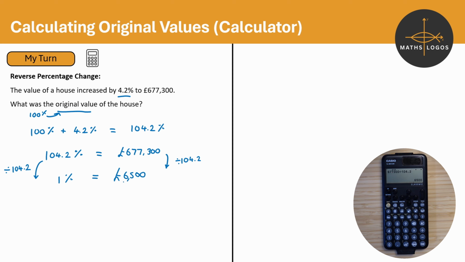Or 1% is £6,500. Now we said that 100% was my original value, so I want to go from 1% to 100%, and that's by multiplying by 100. So I'll multiply this by 100, and you can use your calculator to do that, or if you're happy to do it without your calculator, then that's okay, but it gives me an answer of £650,000. It's always good to do a quick sense check to make sure your answer is reasonable. The value of a house increased by 4.2%, so not by a whole lot, but it took me to 677,300. What was the original value of the house? Well, I've said the original value was this, and that seems very reasonable to me.